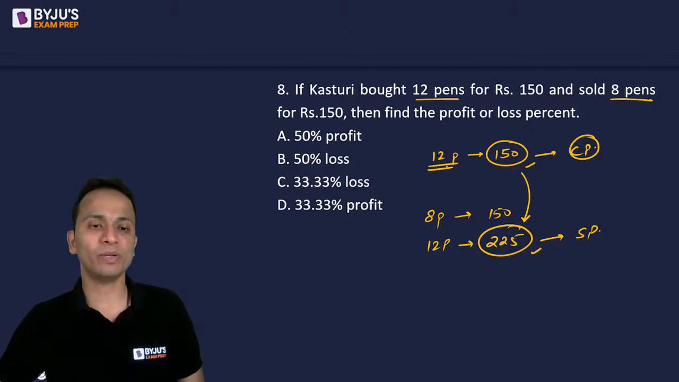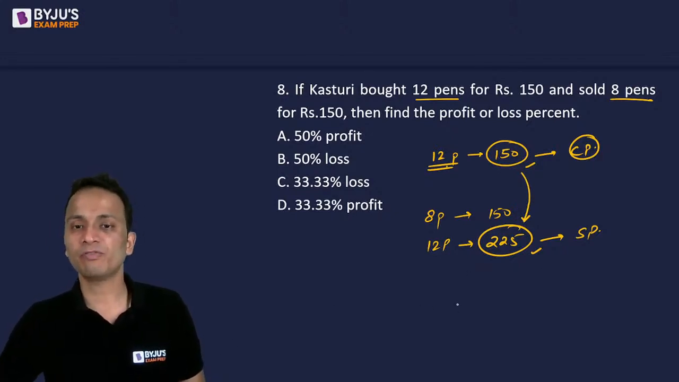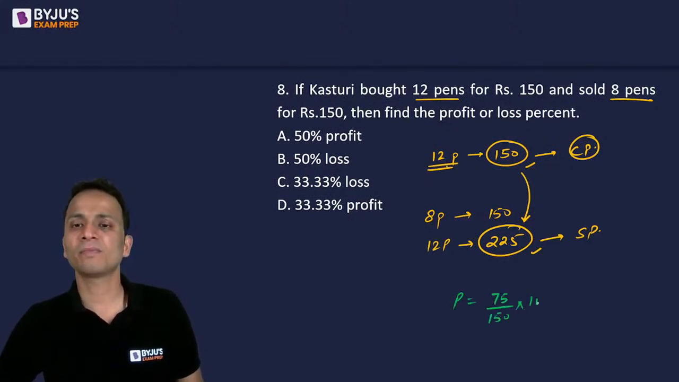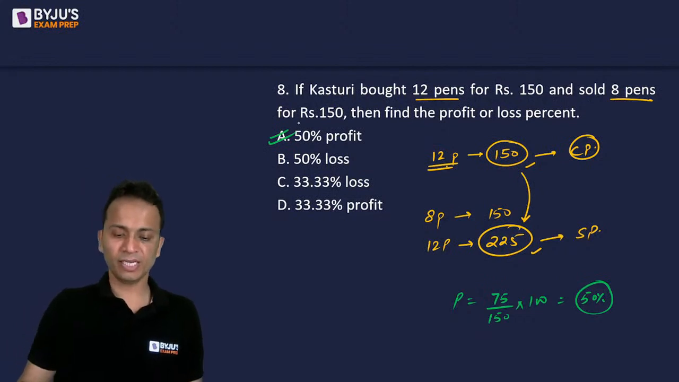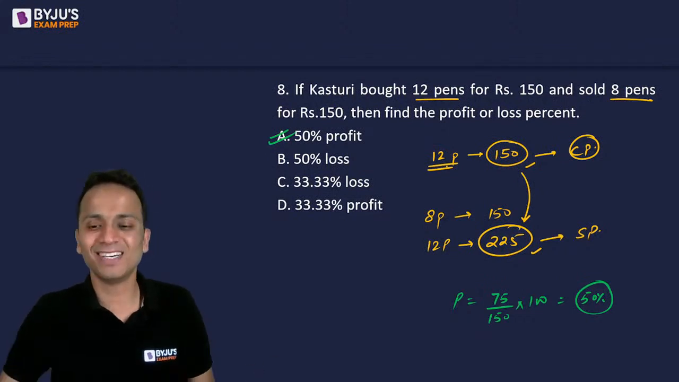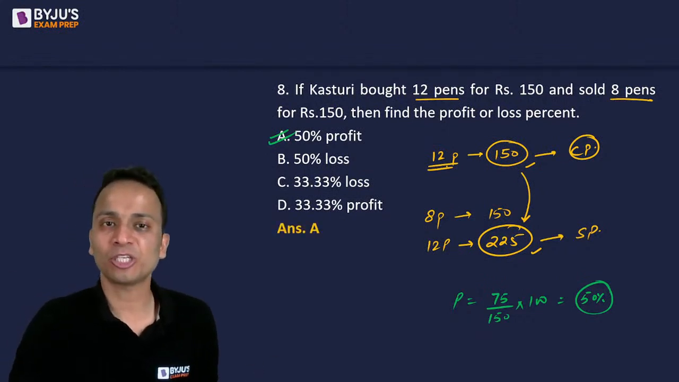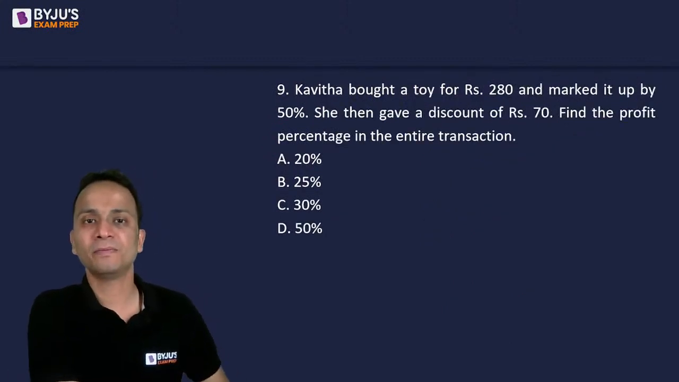Now you can calculate the profit percentage on this value, right? So profit will be 75 rupees over the cost price of 150. Multiply by 100 and it will come out to be 50 percentage. So 50 percentage का profit हो गया. Okay, simple, easy peasy. हाँ, ठीक है. चलो next question पे चलते हैं. Question number 9.